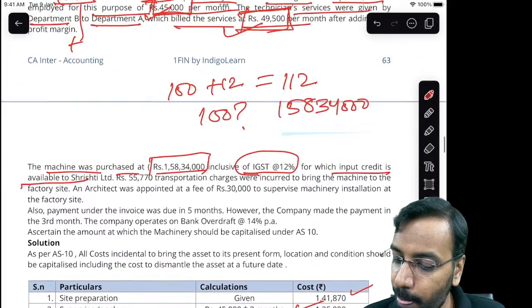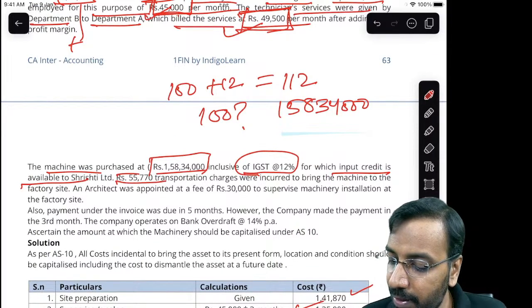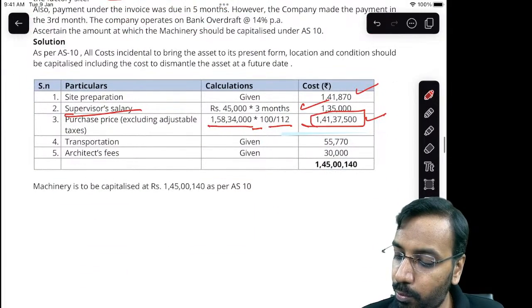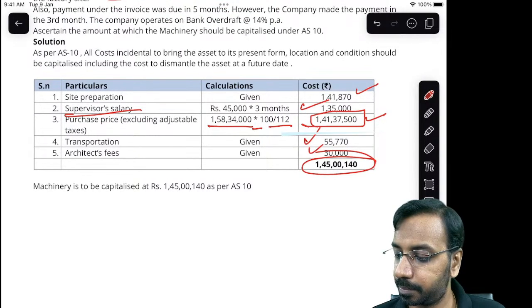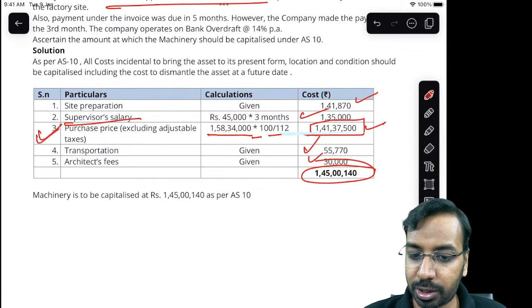Then 55,770 was transportation charges and architect 30,000. So both of these are included. So this will be the cost as per the accounting standard. These calculations, be careful.